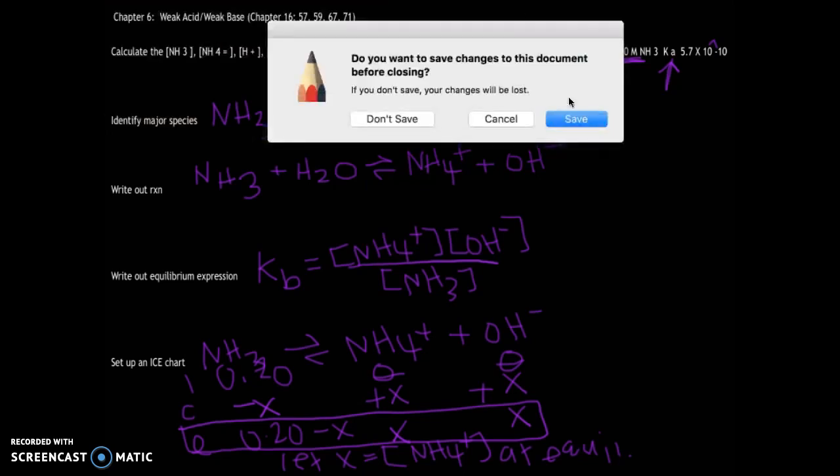Okay, we are going to plug back into the equilibrium expression. All right, so Kb equals, my two products were X's, and the bottom was 0.20 minus X.